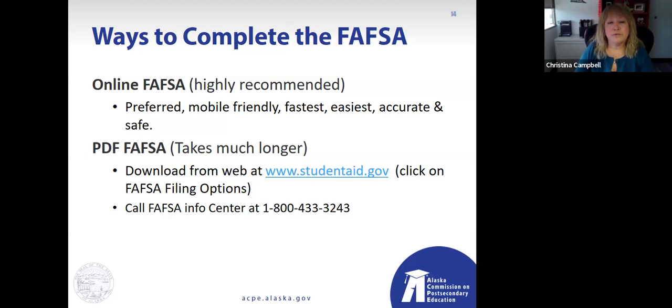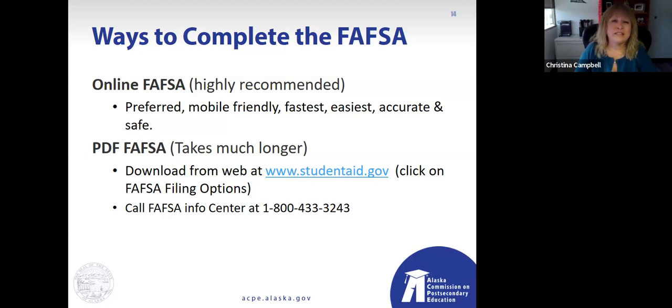They can do the paper version, manually sign it. That's to be used as a last-case scenario if you really can't troubleshoot an FSA ID to sign online, and you have to sign it. But just keep in mind, if a student signs a paper version and mails it in the old-fashioned way, that's how all of the information about what they're eligible for will get to them. So it'll take a longer period of time for them to get the information.